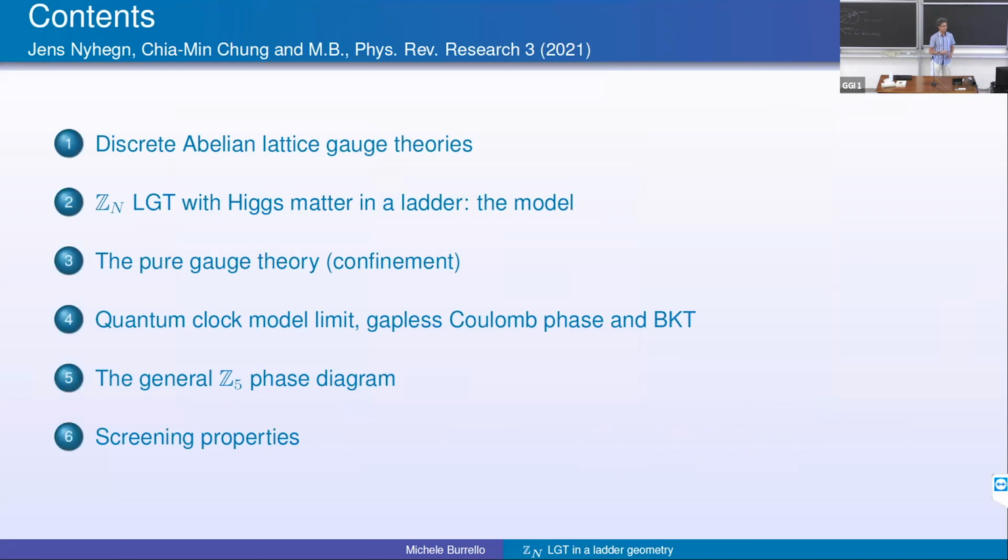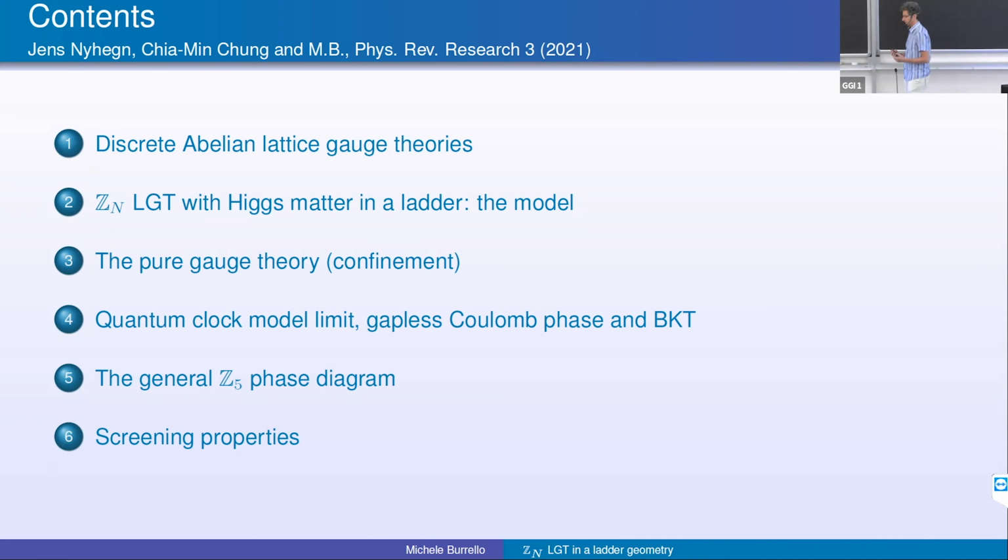So this is an outline of the talk. First of all, I would like to introduce a few very basic things about discrete abelian lattice gauge theories. And then I would focus on a specific model that is the Zn lattice gauge theory with X matter in ladder geometry. My choice of the ladder geometry is due to the fact that it allows us to interpolate somehow between one dimension and two dimensions and to apply a lot of one-dimensional techniques for this study.